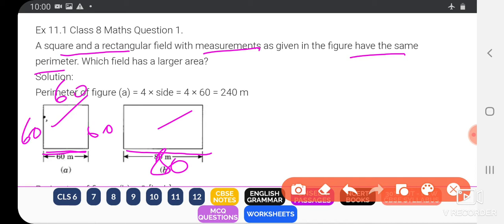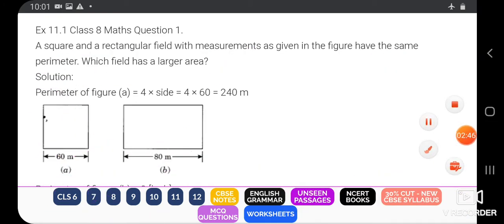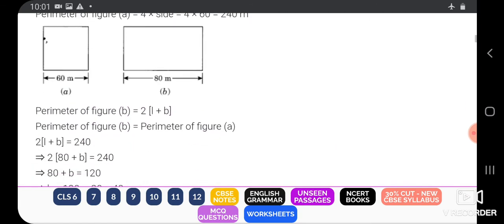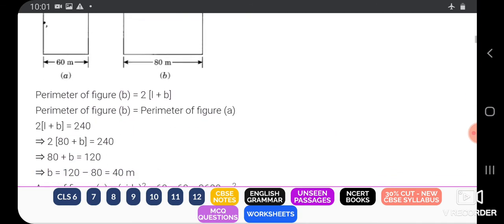So let us find the perimeter of the square first. Perimeter of figure 1, in place of figure 1 you write square, equals 4 into side, that is 4 into 60, it is 240 meter. Very good.